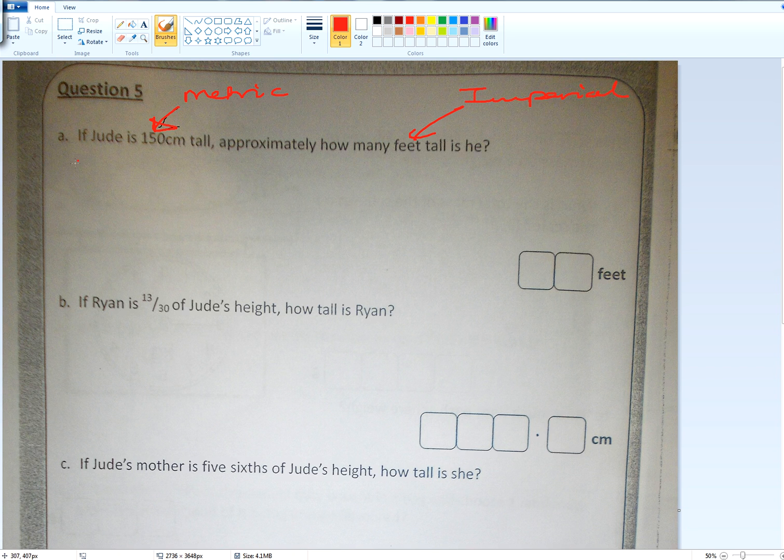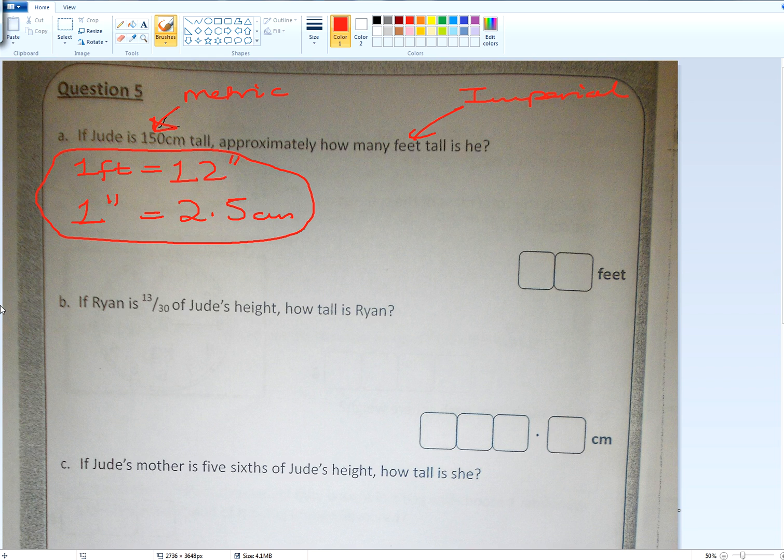Now, what do we know? We know, for example, that 1 foot is equal to how many inches? In 1 foot, how many inches do we have? Put your hand up if you know how many inches in a foot. 12. So 1 foot has 12 inches in it. Okay. Now, in 1 inch, how many centimeters? 2.5. Well done. So we need to change centimeters into inches and inches into feet. So that's our conversion here.